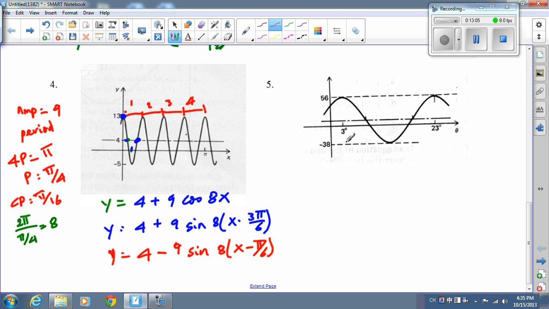Let's look at the next one. This time, it seems like the highest point is at 3 and the other highest point is at 23. So obviously, my period is equal to 20. Now that I know my period is equal to 20, b is therefore equal to, because we're dealing with theta, 360 divided by 20. And if you divide 360 by 20, you get 18.